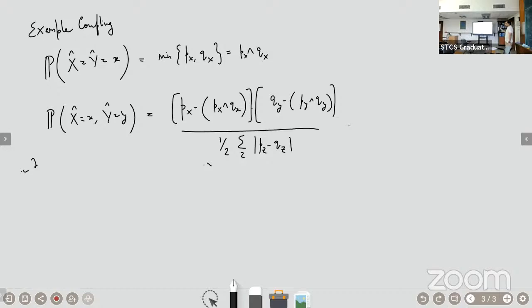Do I need to prove this, or is this obvious? What am I doing? I'm just putting the minimum of the two masses on the equal probability. And for arbitrary x and y, this quantity is p of x minus this minimum, q of y minus the minimum, divided by this normalization.